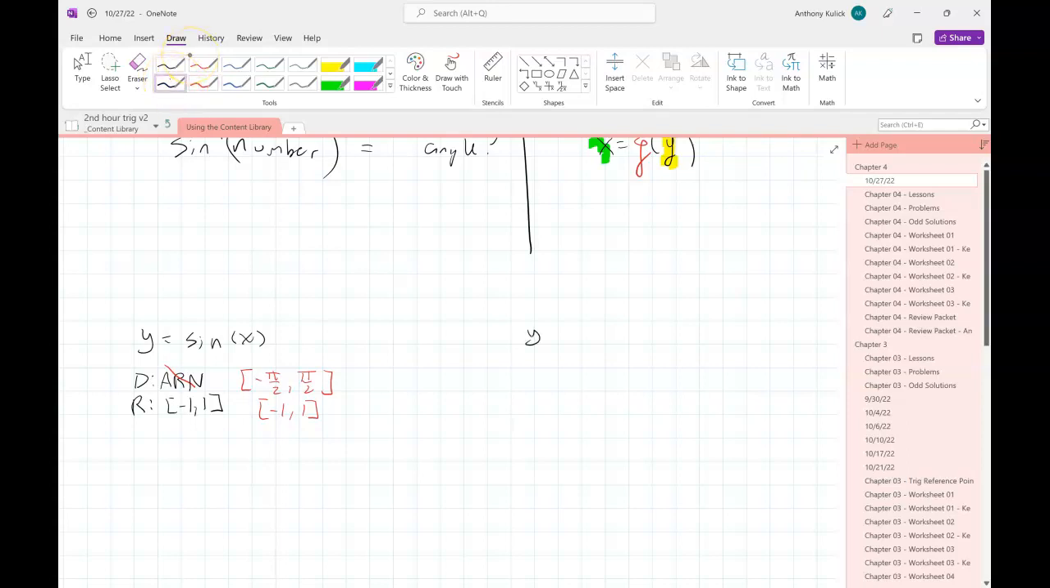Our inverse then, when we created that, its domain is going to be the same as the range for our restricted sine function, and its range is going to be the same as the domain for our restricted sine function. Is everybody okay with that? So far, so good? We could do a similar process for cosine.